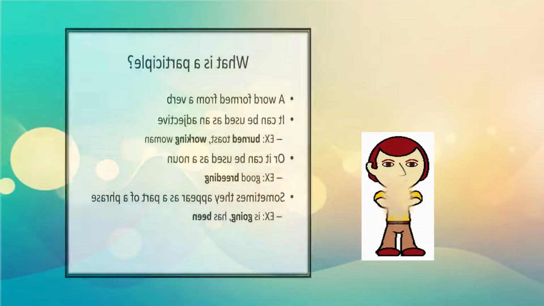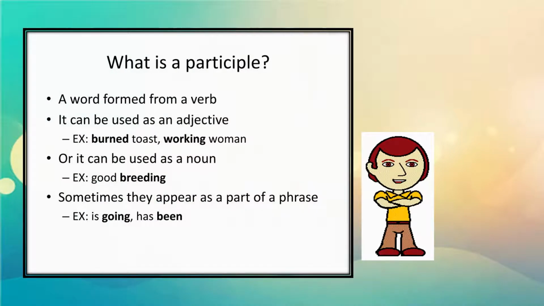Let's learn more about what is a participle. A word formed from a verb. It can be used as an adjective. Example, burnt toast, working woman. Or it can be used as a noun. Example, good breeding. Sometimes they appear as a part of a phrase. Example, is going, has been. So, participle can be a form which can be used as an adjective, sometimes as a noun or sometimes as a part of a phrase.